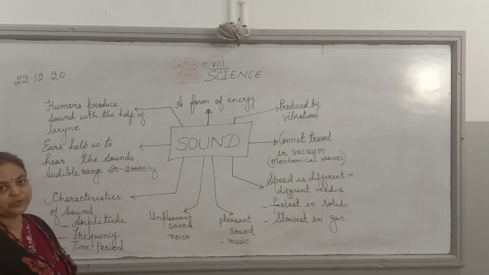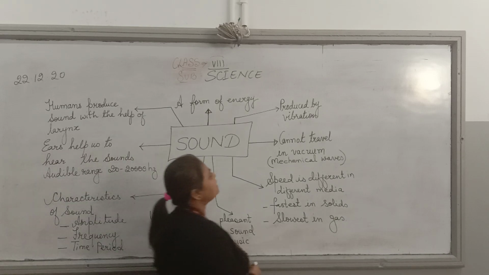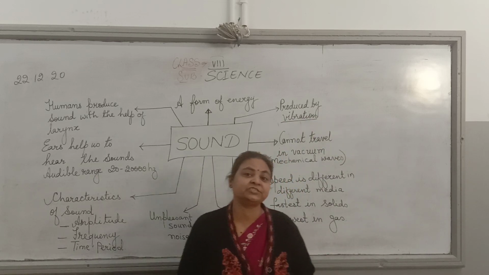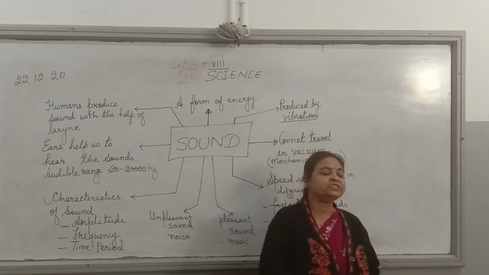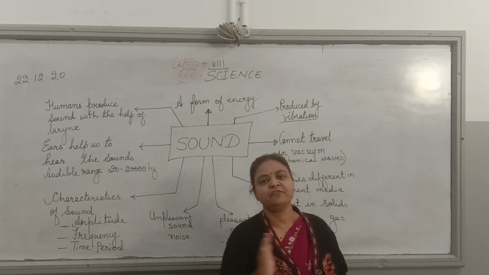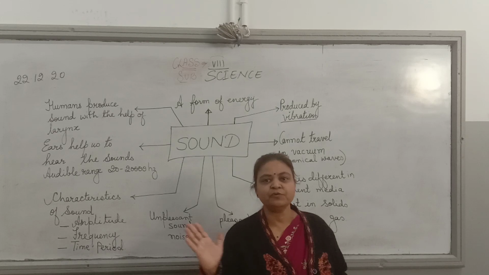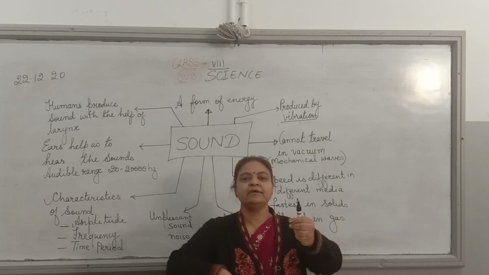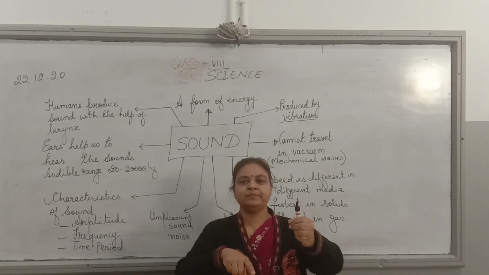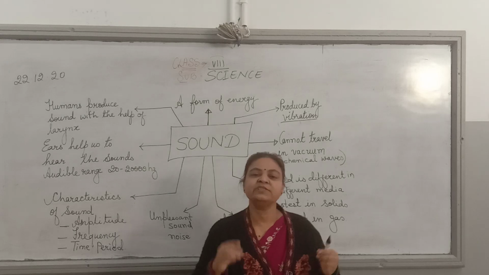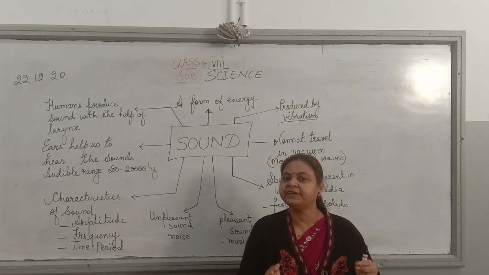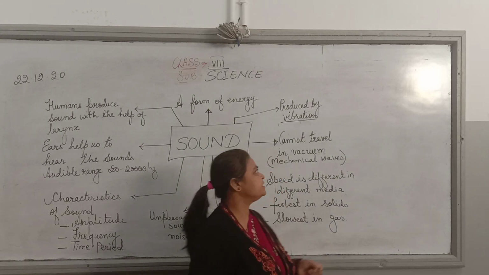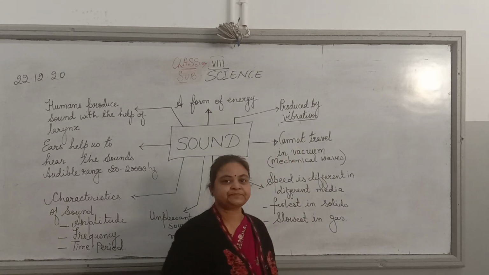Now, how is sound produced? Sound is produced by vibrations. The question arises now, what is a vibration? Right? Vibration means to and fro movement of anything. Okay, to and fro movement means, suppose you take a rubber band and stretch it and then try to pull, you will see the vibration. Okay, so those vibrations are created in the air or any other medium to produce the sound. So sound is produced by vibration.